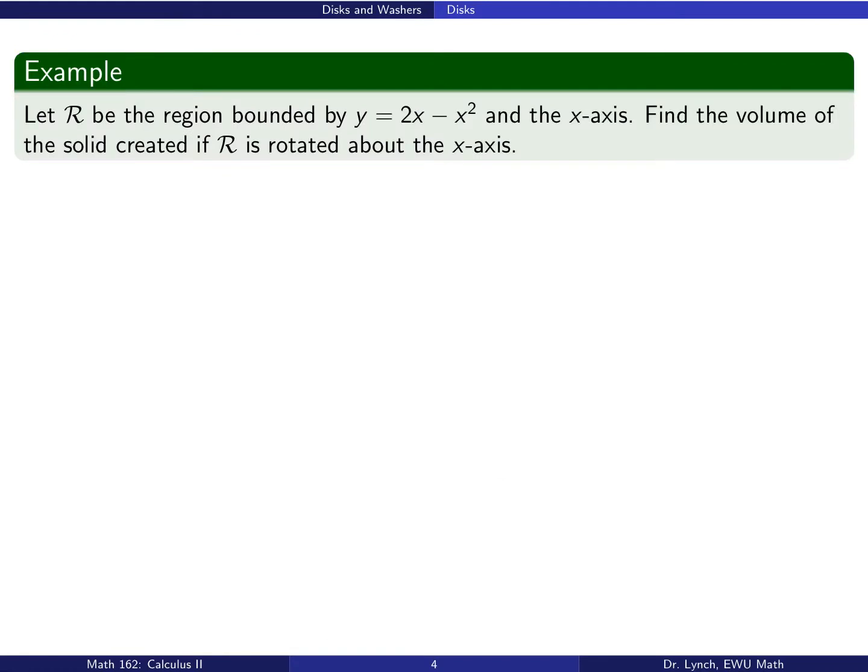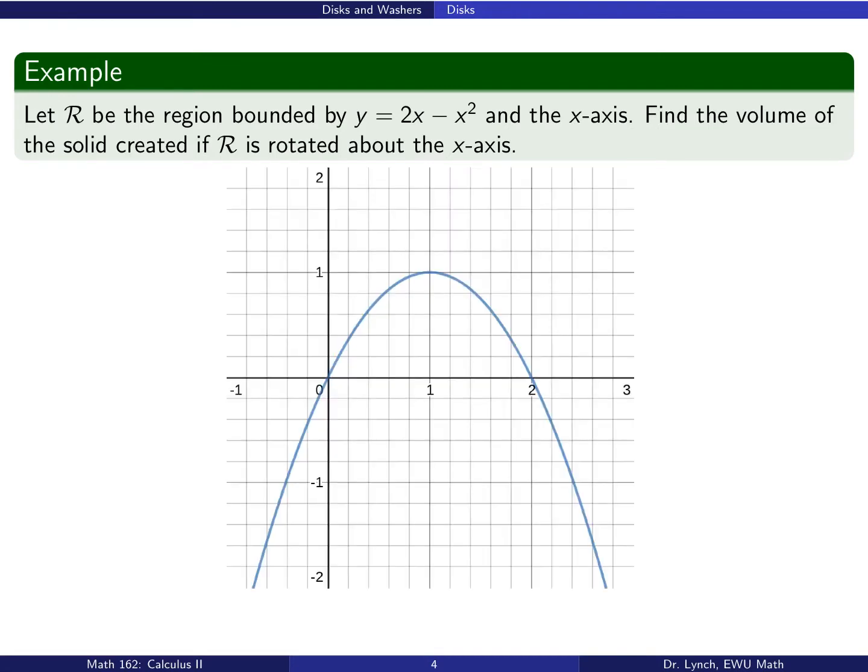Here's the first example. Let R be the region bounded by 2x minus x squared and the x-axis. And let's find the volume of the solid created if R is rotated about the x-axis. Okay, again, here we start with a curve that's a parabola opening down, and the x-axis. Of course, that parabola is bound between 0 and 2. So the region that we're set to revolve is the region underneath the parabola, between the parabola and the x-axis on the interval from 0 to 2.